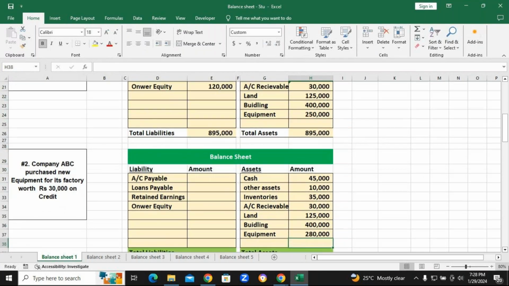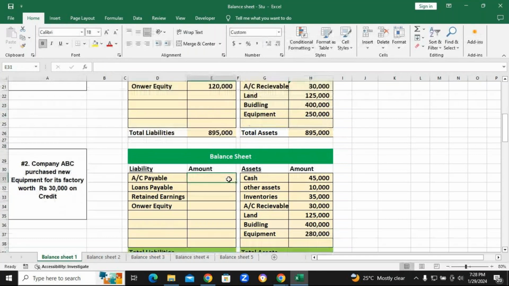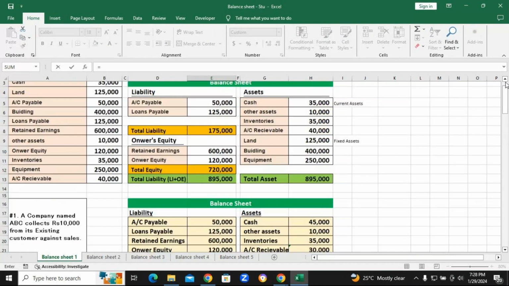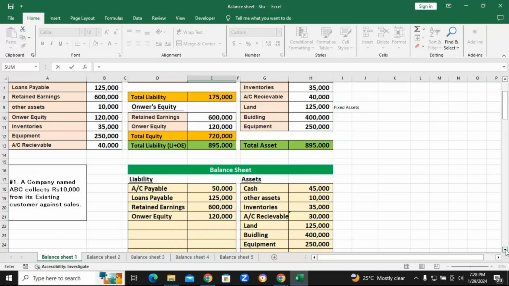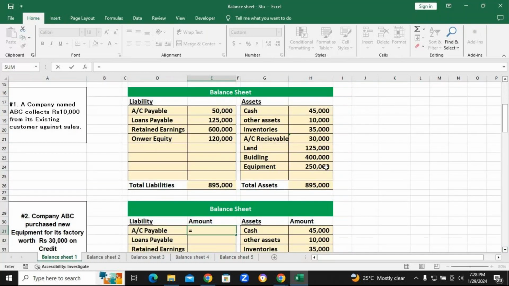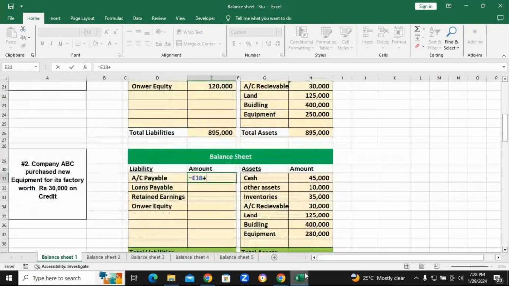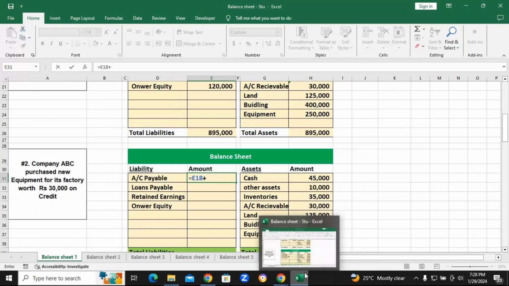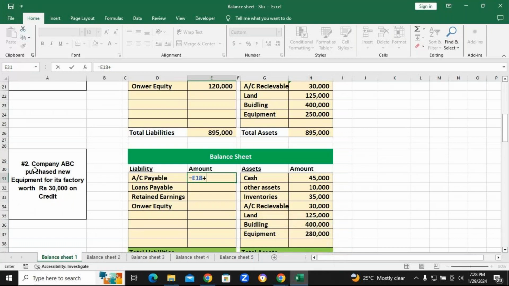Then here, account payable. The amount I am supposed to pay will be like previous years, 50,000, plus whatever new equipment I have bought. I have bought the equipment but I have not paid for it. They are telling that company ABC bought new equipment for its factory worth rupees 30,000 on credit. That means I have not yet paid it, so that will fall into account payable. So 30,000.